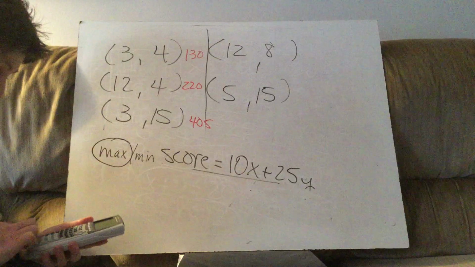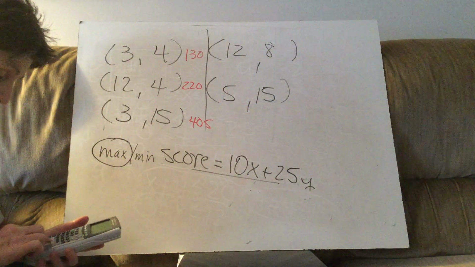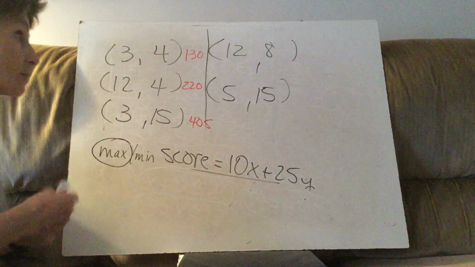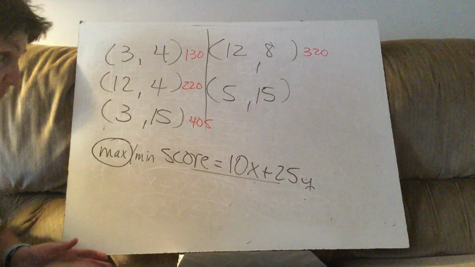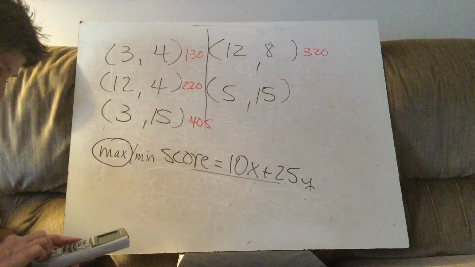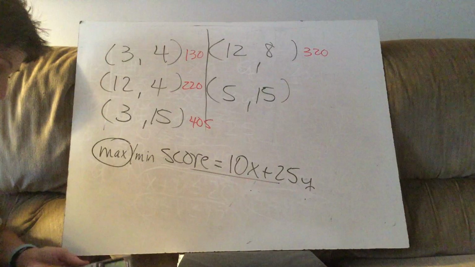$12 and 8. 10 times 12 plus 25 times 8. And finally, 10 times 5 plus 25 times 15.